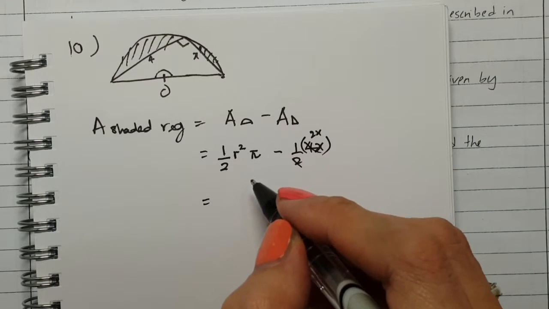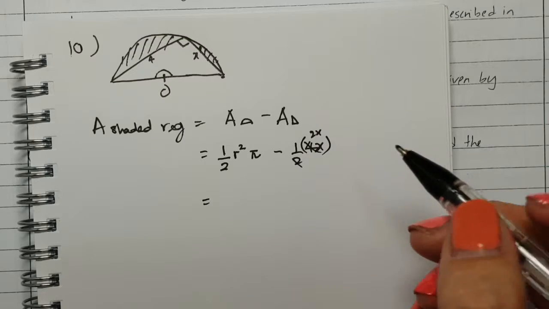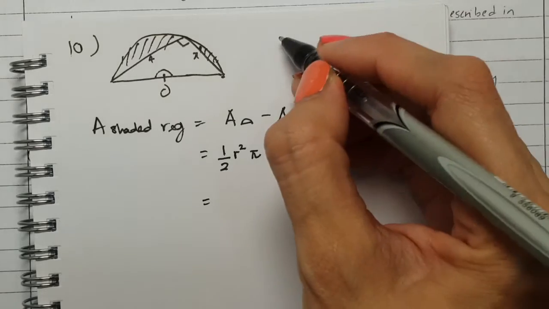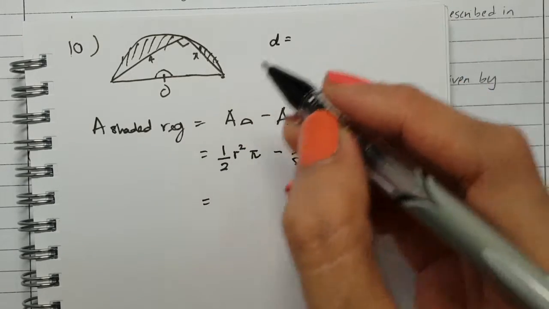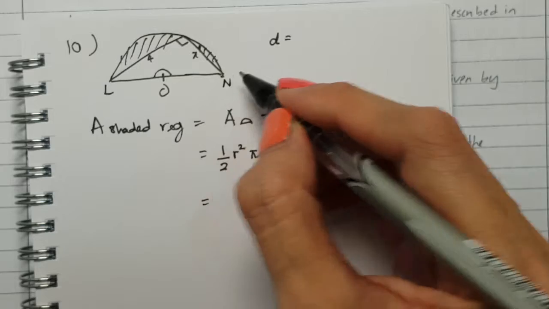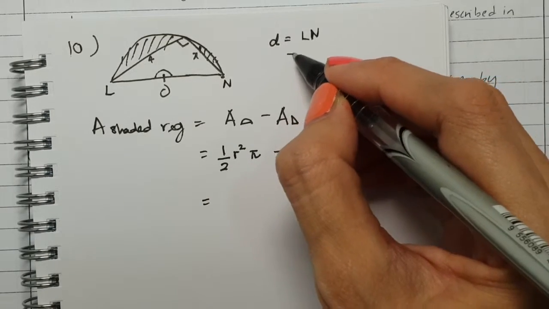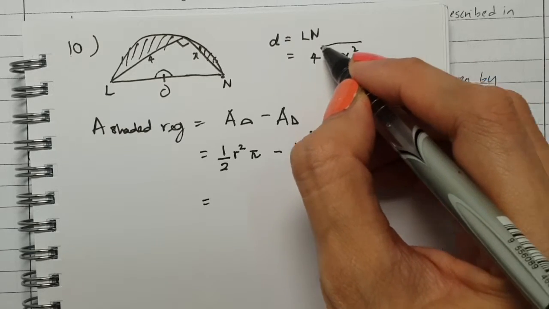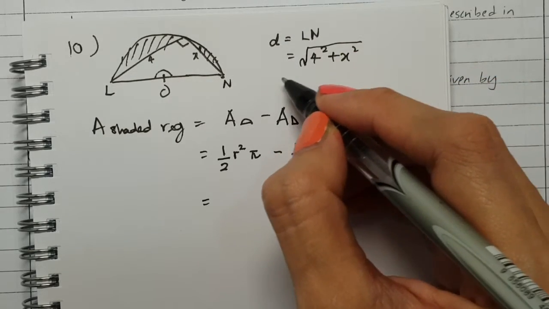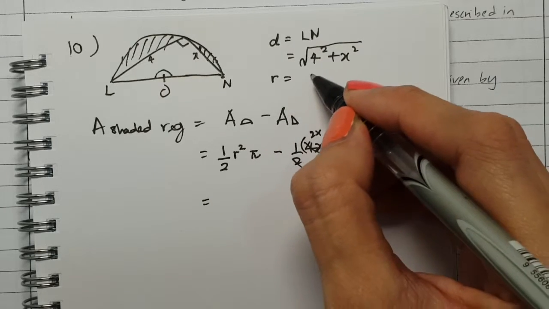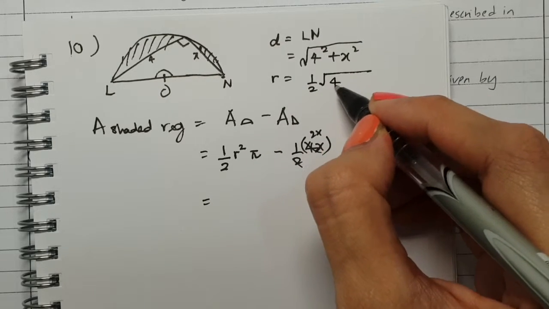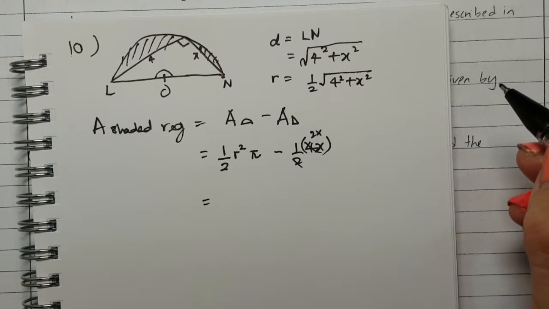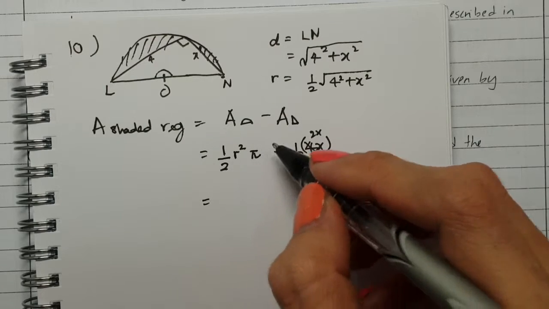Now, our objective now is to find what is the r. How do we find the r? We can use the Pythagoras theorem to find the diameter. So the diameter of the circle will be LN. That means diameter LN can be found by taking the sum of the square of the two sides. So it's square root, and therefore the radius will be half of the square root of 4 squared plus x squared. Now let's put the r squared in our formula here.